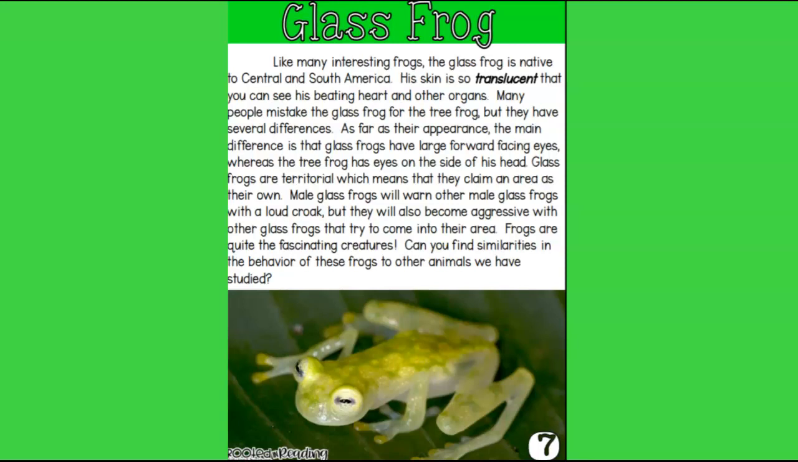Glass frogs are territorial, which means that they claim an area as their own. Male glass frogs will warn other male glass frogs with a loud croak, but they will also become aggressive with other glass frogs that try to come into their area. Frogs are quite the fascinating creatures. Can you find similarities in the behavior of these frogs to other animals we have studied?